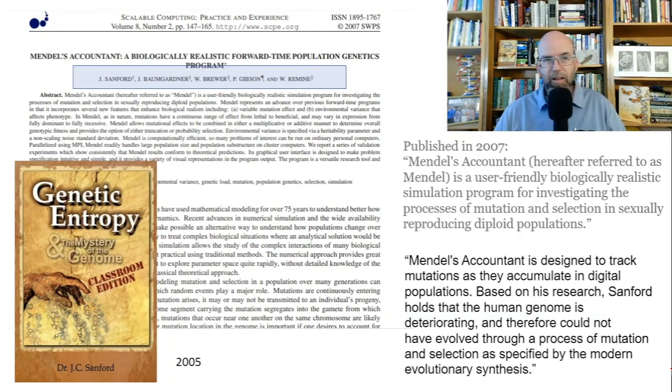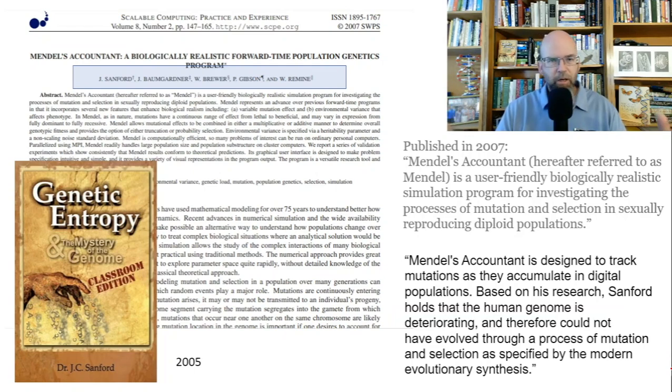And therefore, if all genomes are falling apart, and you would extend this not just to human beings, but to other species, if all species' genomes are deteriorating and becoming less fit for their environment, then how could anyone argue that evolution has created all this amazing diversity on Earth? Because how can you make something more diverse and more fit for the environment if mutations are constantly wearing down and destroying organisms? And therefore, they couldn't evolve through a process of natural selection as specified by the modern evolutionary synthesis.